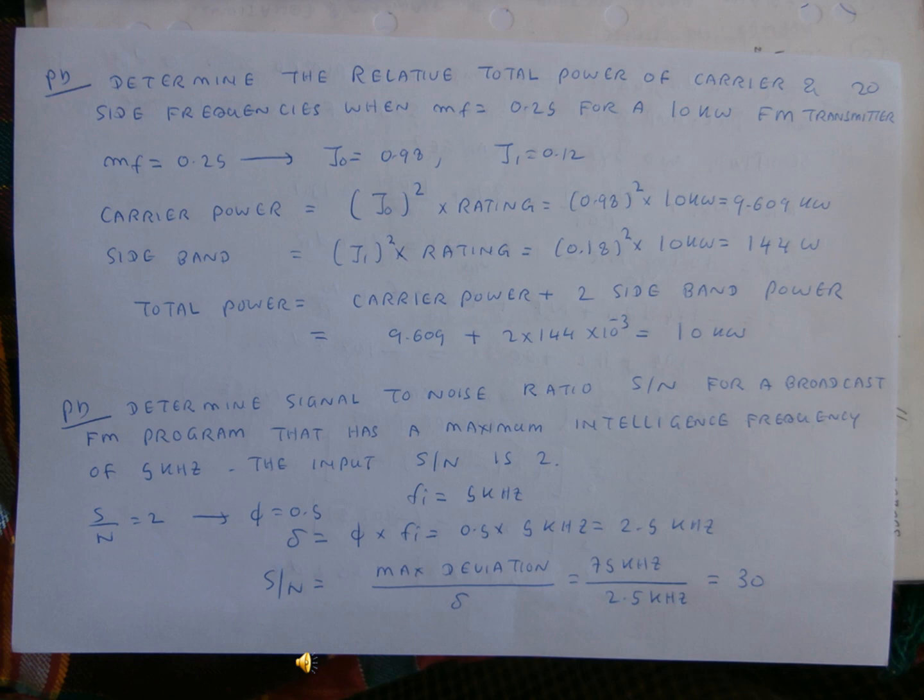program that has a maximum intelligence frequency of 5 kilohertz. The input signal-to-noise ratio is equal to 2. So in this case, input frequency FI equals 5 kilohertz, and the signal-to-noise ratio is equal to 2. So the angle phi equals 0.5, so the deviation delta equals phi multiplied by FI, so 0.5 multiplied by 5 kilohertz, and you get 2.5 kilohertz. So the signal-to-noise improvement is equal to the maximum deviation divided by delta, so you get 75 kilohertz divided by 2.5 kilohertz, and finally you get 30.